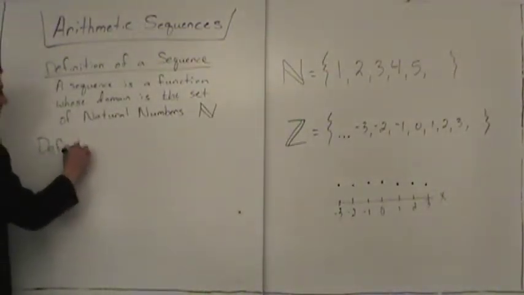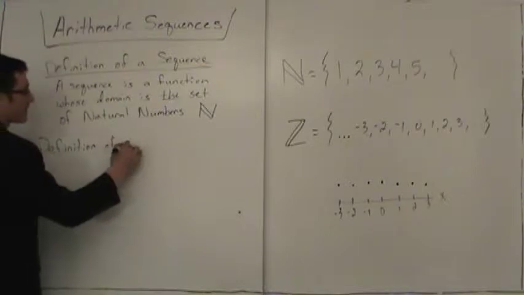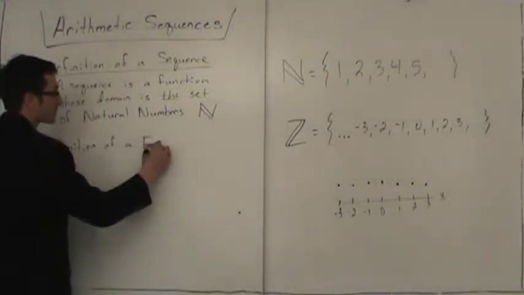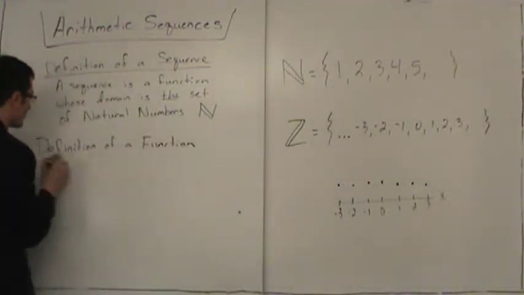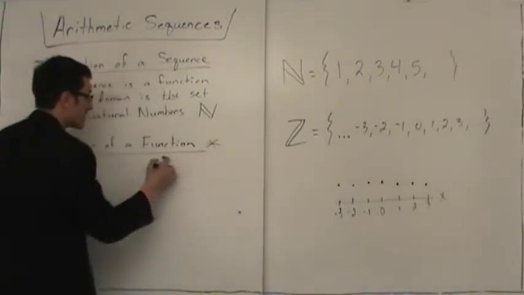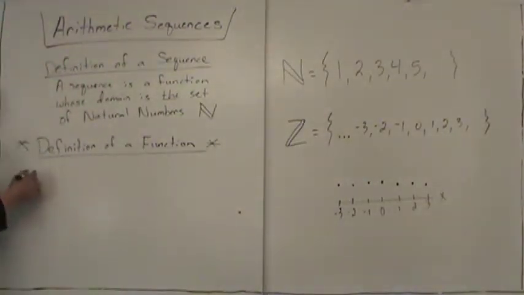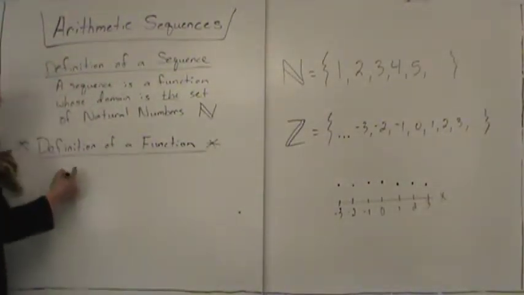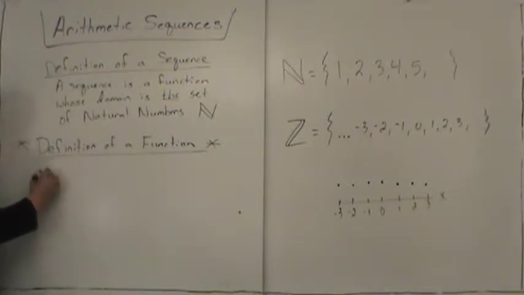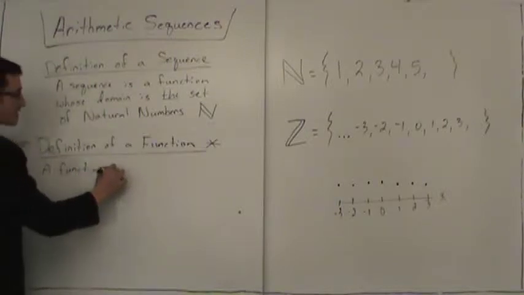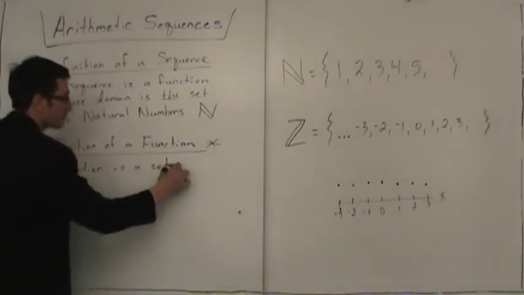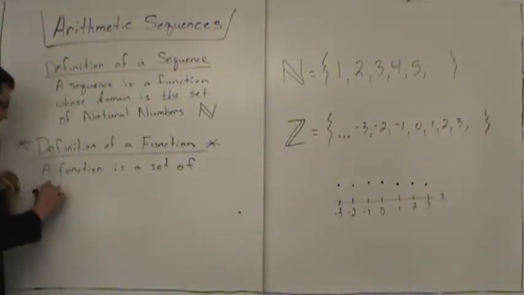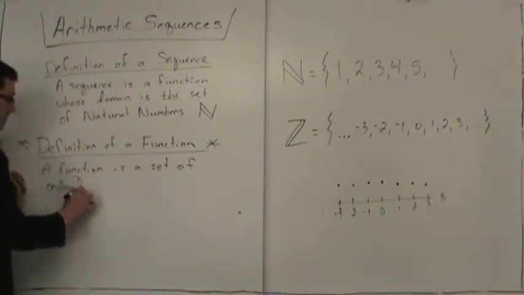Now, the definition of a function. Again, what was that definition? It's the most important definition in this class, and this is what we're going to be looking at the rest of the semester, trying to understand what this definition says with respect to what we're studying. The definition of a function: a function is a set of ordered pairs. These are points, a set of ordered pairs of points on a graph.